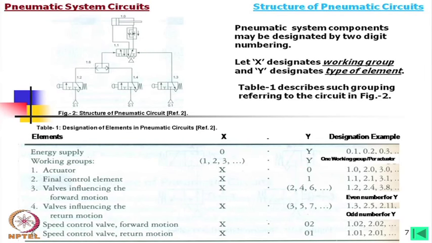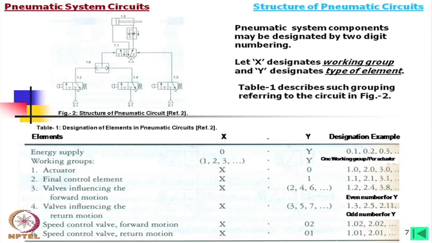So, we have used group 1, and then the element, say the actuator of this type, is designated 0, this control element is 1, then this element as 6, and this is 4, this is 3, this is 2, etcetera. So, this is just to give you an idea how these components are designated.